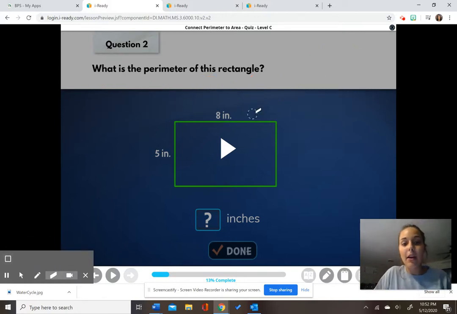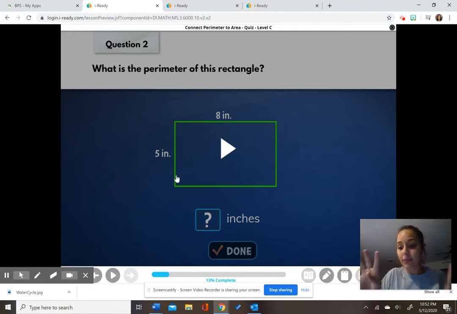But yes, so just make sure that when it says perimeter, you have to add up all, in this case, 4 sides, but all of the sides of a polygon. Any shape they give you, every single side has to have a number.